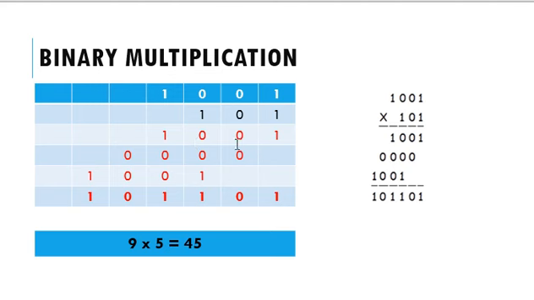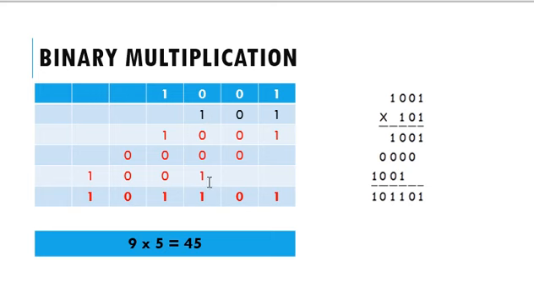0 times 1 is 0. 0 times 0 is 0. So it's done twice here. That's why we have 0, 0, and 0. So 0, 0, 0, 0 times 1 is still 0. Now let's go to the last digit, which is 1.